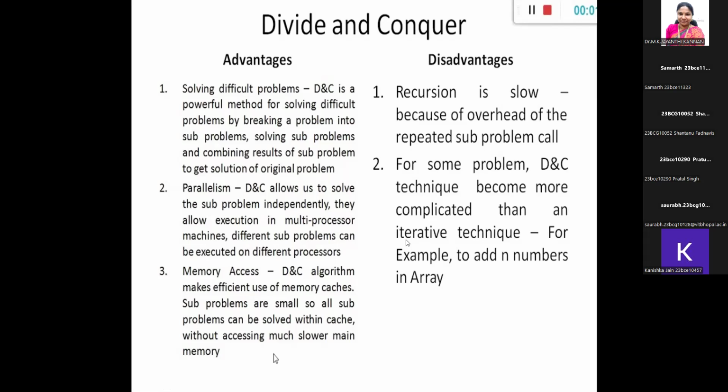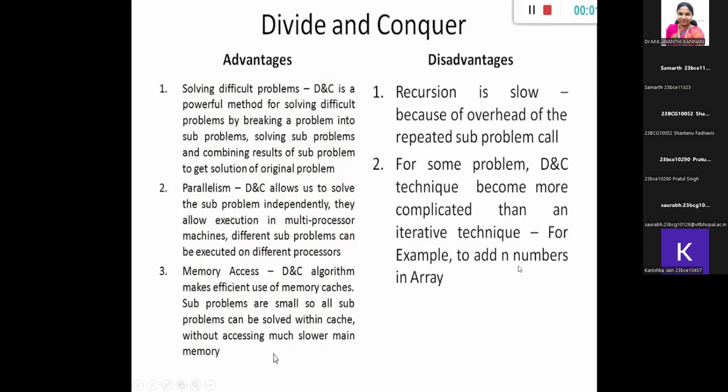If you take the drawbacks, recursion is slow. Here we are using the recursive method. It is a slow process because of the overhead of repeated subproblem calls, because here we are using only recursive calls. We are not using pointers or dynamic memory allocation. For some problems, the divide and conquer approach becomes more complicated than an iterative technique.